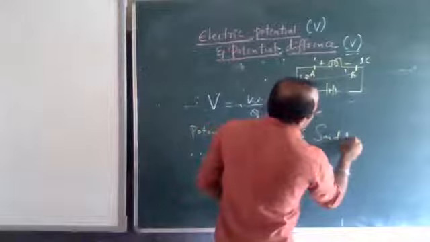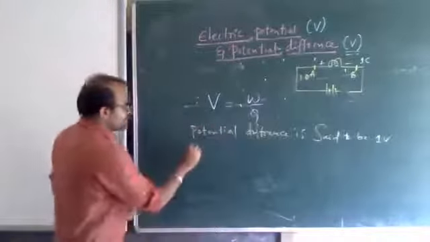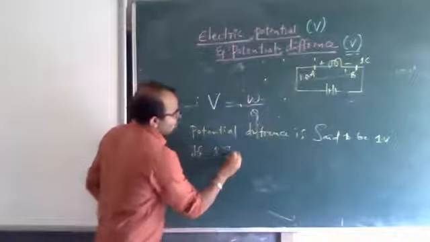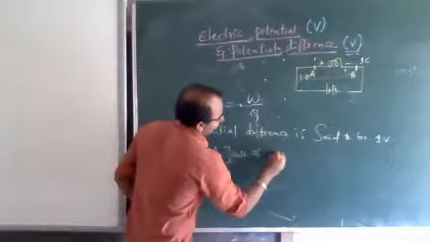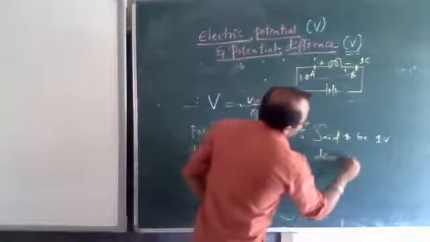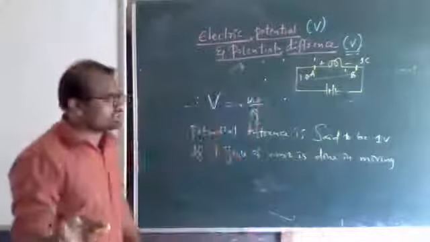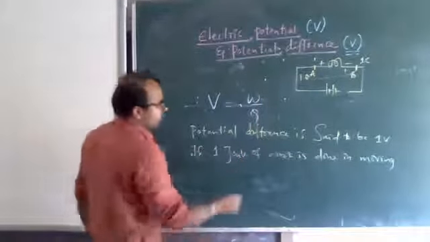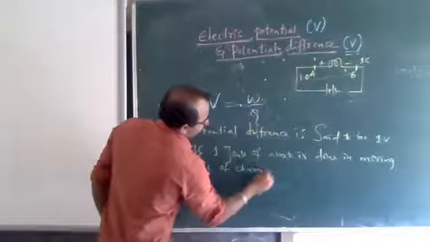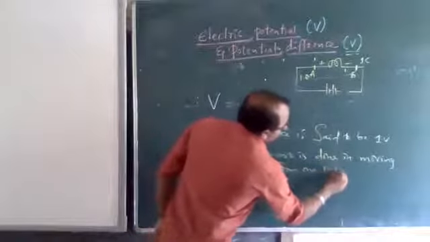said to be 1 volt if 1 joule of work is done in moving or bringing, both are same. Don't get confused, moving you can use, bringing you can use. In moving 1 coulomb of charge from one point to another.